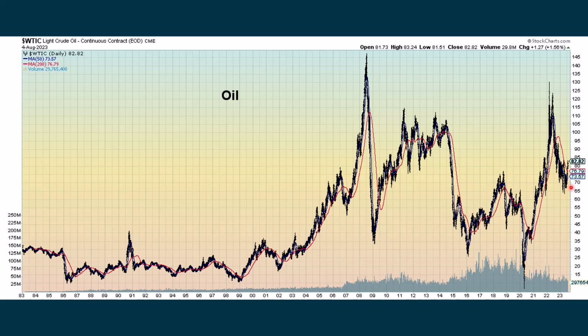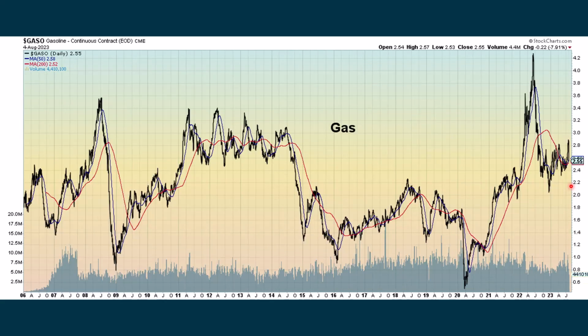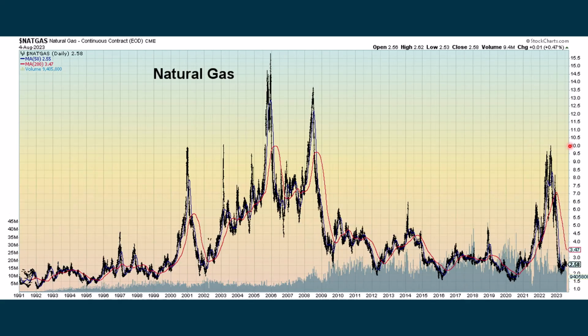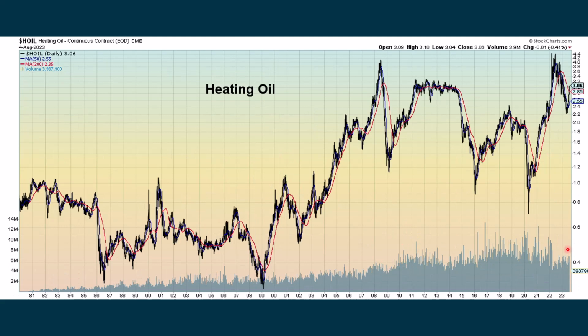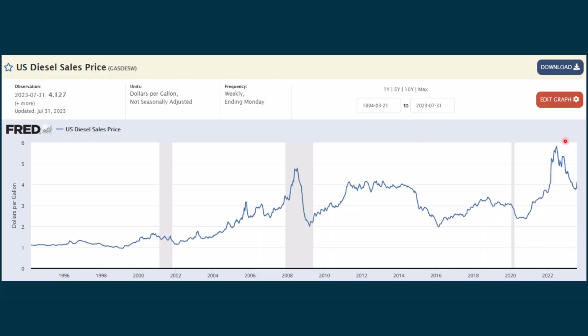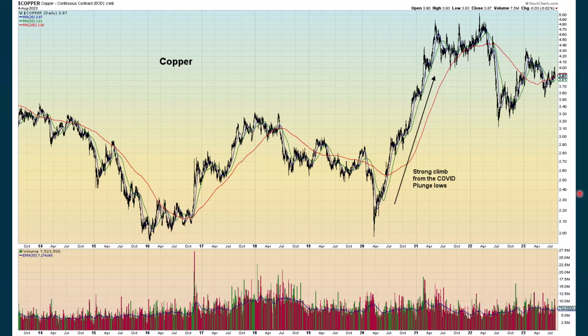As oil was camped out around the 70 level for a while, now we're breaking back above 80. Here is gas, where we're still in an overall downtrend, but it has been spiking up lately. Natural gas really spiked up back in 2022 and then fell, and it's still in a downtrend. Heating oil really spiking back up, but still in a downtrend. Keeping an eye on diesel, where it's also in a downtrend, even though it's been ticking back up.